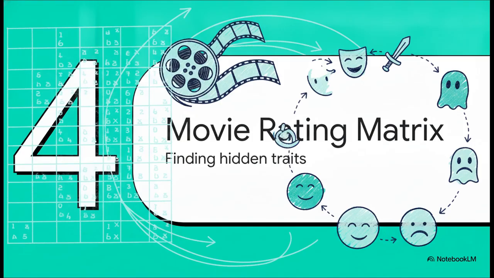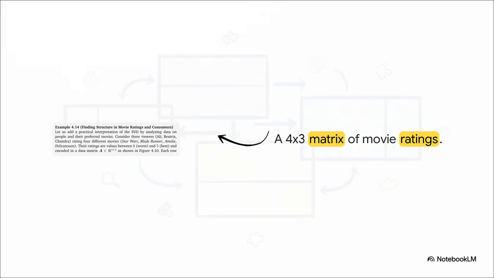Section 4. The Movie Rating Matrix. All right, let's step away from the abstract equations for a second and look at a real-world application, finding hidden structure in human behavior. Take a look at this movie rating matrix. We've got 3 columns for our users, Ali, Beatrix, and Chandra. And the 4 rows are movies, Star Wars, Blade Runner, Amelie, and Delicatessen. Inside the grid are their personal ratings from 0 to 5.